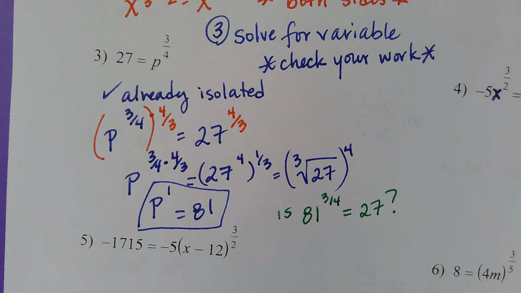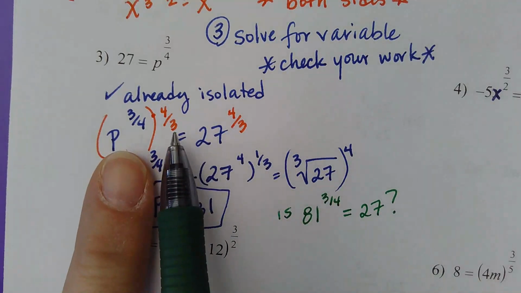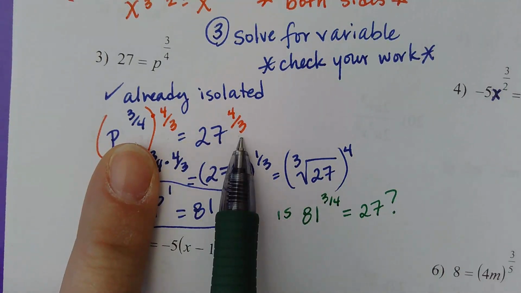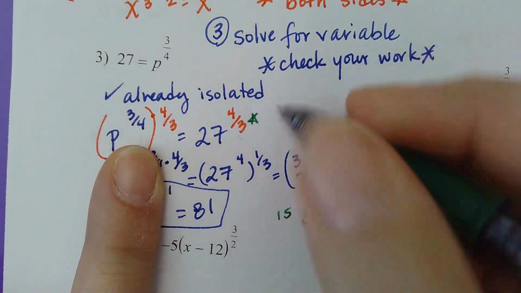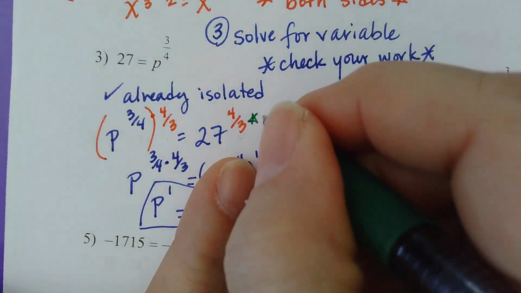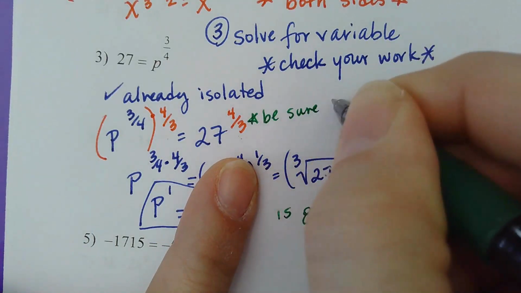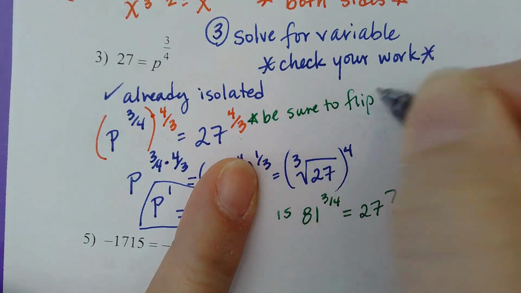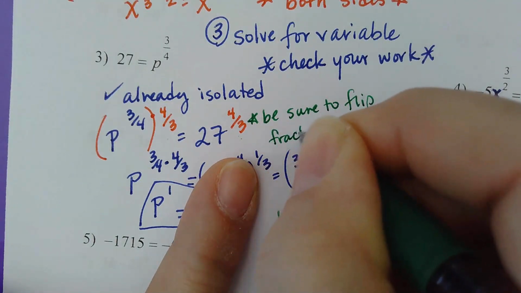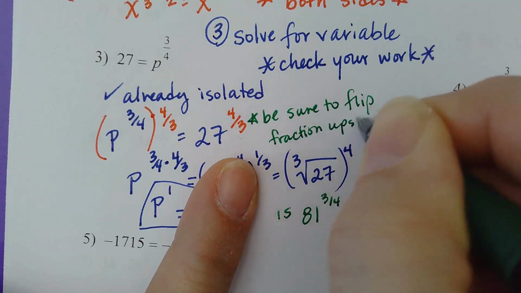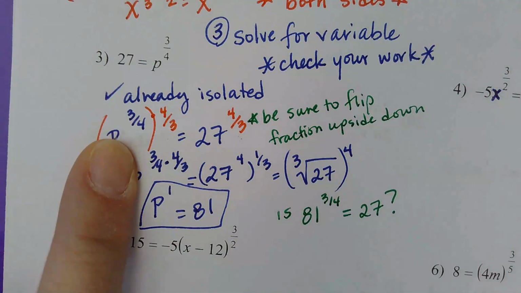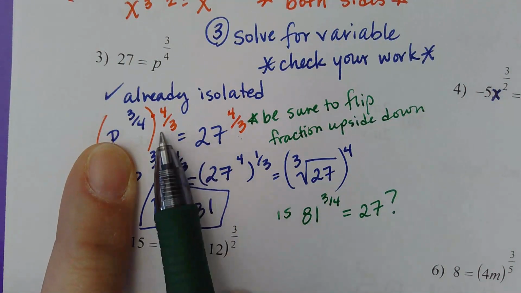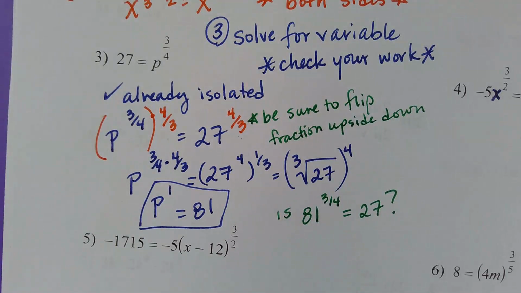Make sure that when you raise to the power on both sides of the equation, that you're flipping the exponent upside down. Be sure to flip the fraction upside down. Here I had p to the 3/4. If I said, okay, that's 3/4, I'm going to do 3/4 on the other side, it doesn't work like that. That's not what we're doing. So make sure you flip it upside down.